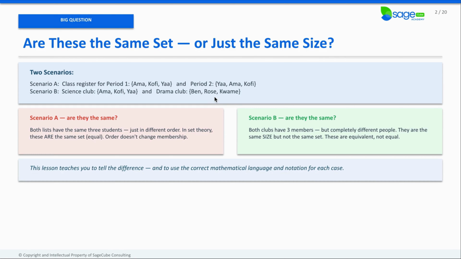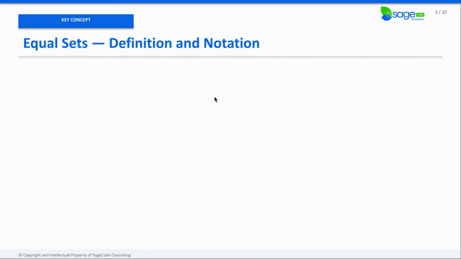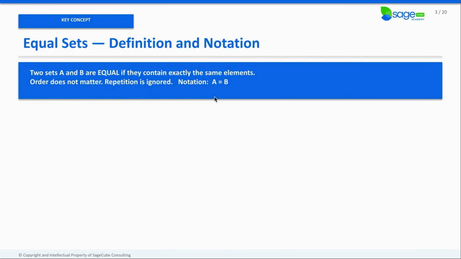So in this lesson, we are going to learn how to tell the difference between equivalent sets and equal sets and use the correct mathematical notations for them. Let's begin with equal sets. Let's define. So 2 sets are said to be equal if they contain exactly the same elements. Emphasis on what? Exactly the same elements. Remember, the order doesn't matter. Repetition does not matter. All we're looking at is if elements in A are the same elements in B. And we use the equal sign to denote this.